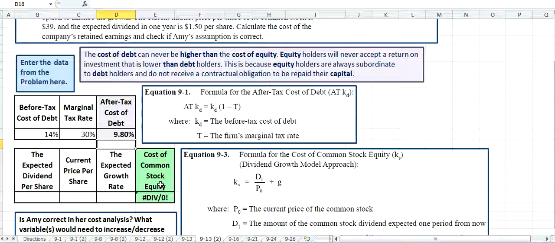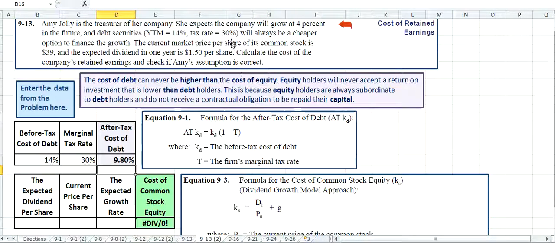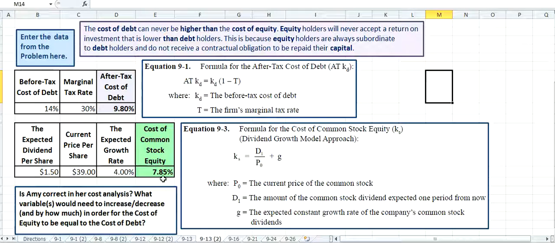And now let's calculate the cost of common stock equity. The current market price is 39, so we'll put that in right there. The expected dividend per share, $1.50. And the expected growth rate is, here it is, way up here, 4%. Okay, so we put that right here. All right, and we get a lower return on our stock than we do on our debt or on our retained earnings.